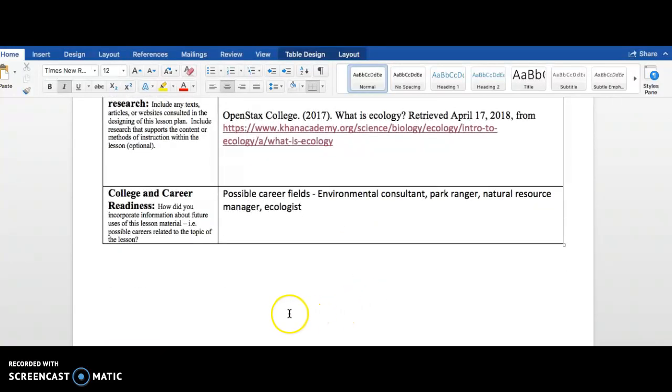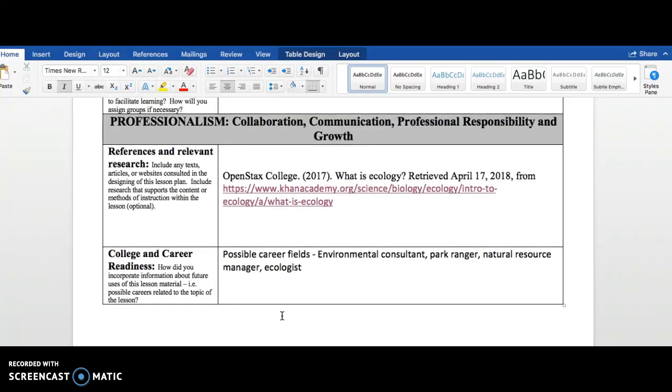And then I just always like to end with how this applies to some possible career fields. For example, you use ecology in a lot of things. You could be an environmental consultant, a park ranger, natural resource manager, of course, an ecologist, and there are just several fields that this introduction really pertains to. So it's always good just to mention that for kids to get an idea of what possible careers they would have that relate to this lesson.